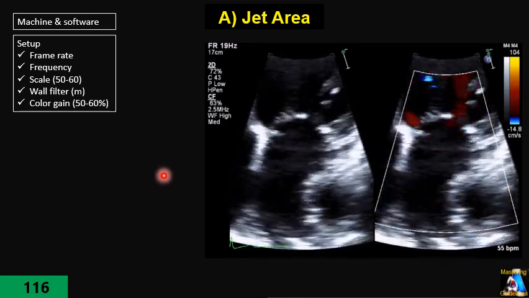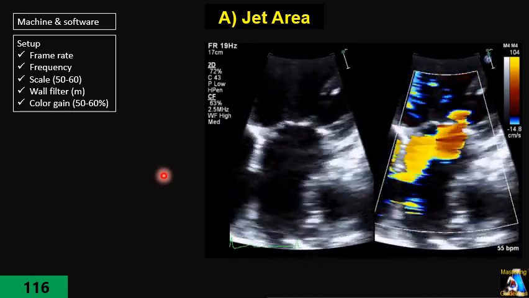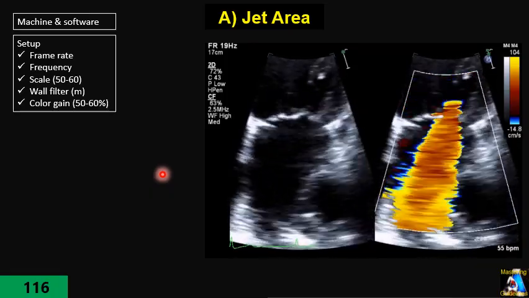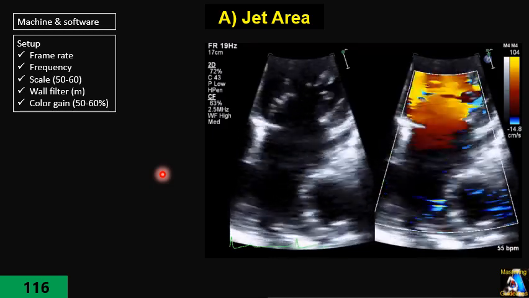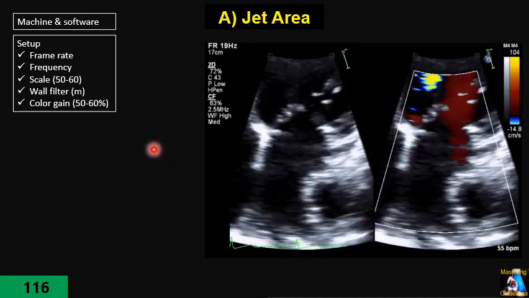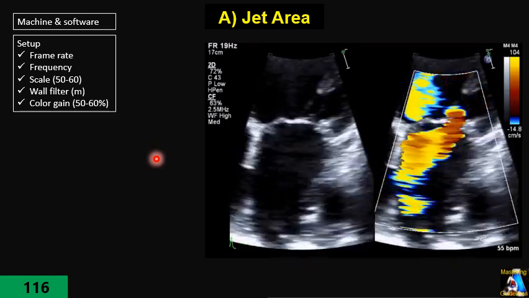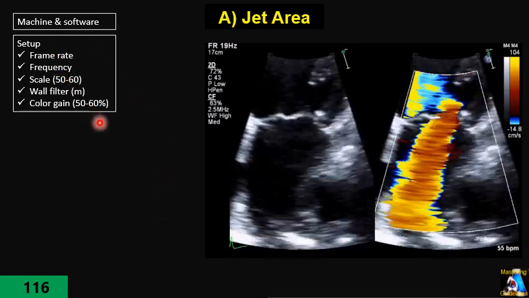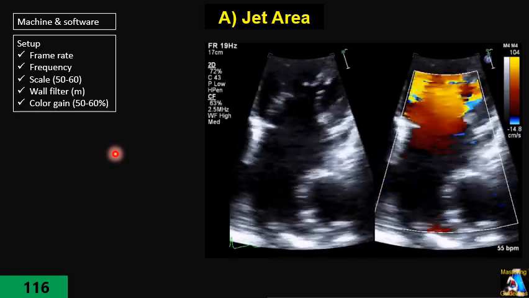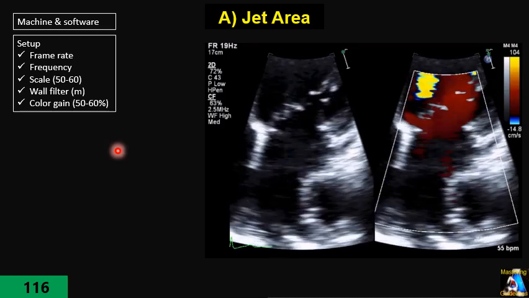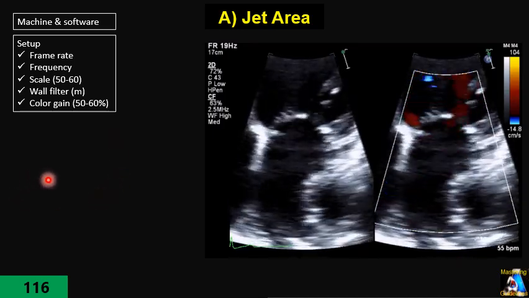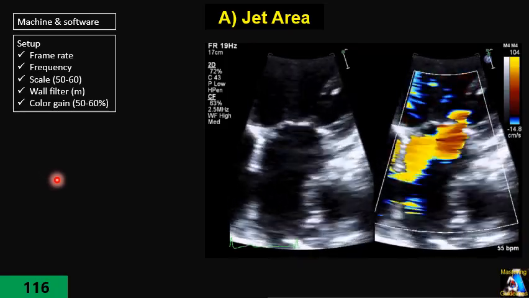This is only the fastest way to tell whether it is severe or mild. For any quantification, we have to use other techniques. There are many reasons it is not reliable. First of all, the jet area depends on the machine and software. The sensitivity and capability of each machine, even the same machine with different software, is completely different. So keep in mind which machine you are using.